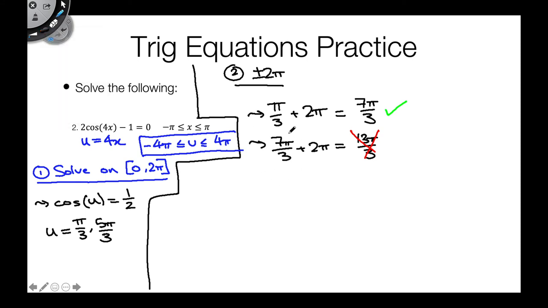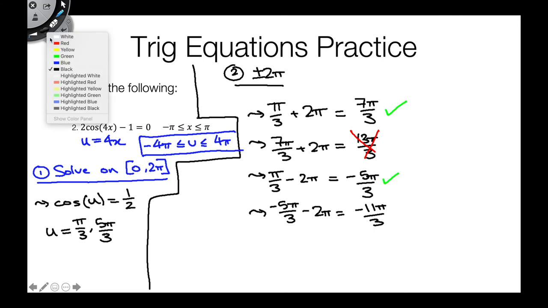But now we can still try subtracting 2 pi from pi over 3. So we have pi over 3 minus 2 pi. That would give us minus 5 pi over 3. Is that in our domain? It is. So we're good there. We could try subtracting again: minus 5 pi over 3 minus 2 pi, we'll get negative 11 pi over 3, which also works, because 4 pi is 12 pi over 3, so this is fine. But notice we're also really close to negative 4 pi now, so it doesn't make sense to subtract 2 pi again, so we can just stop there. And that's it for pi over 3.